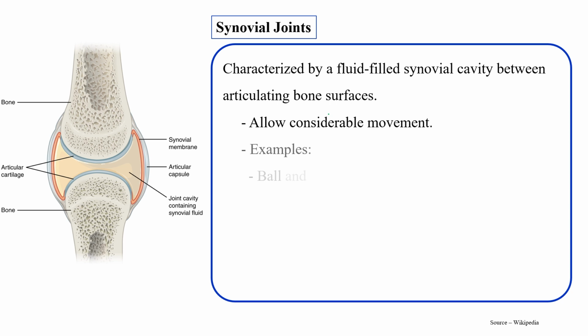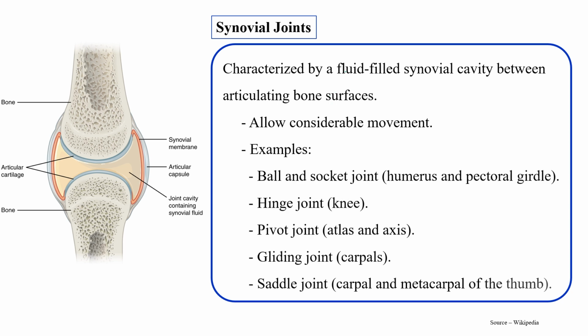Third type of joint is known as synovial joint. This is characterized by a fluid which fills the synovial cavity between articulating bone surfaces. These are the two bones in which there is a synovial fluid filled in between these two points. Where is it situated? This is situated in the ball and socket joint, which is present in the humerus and pectoral girdle.